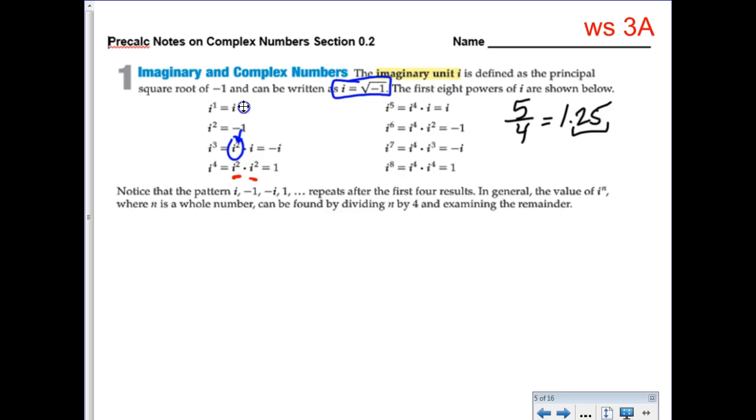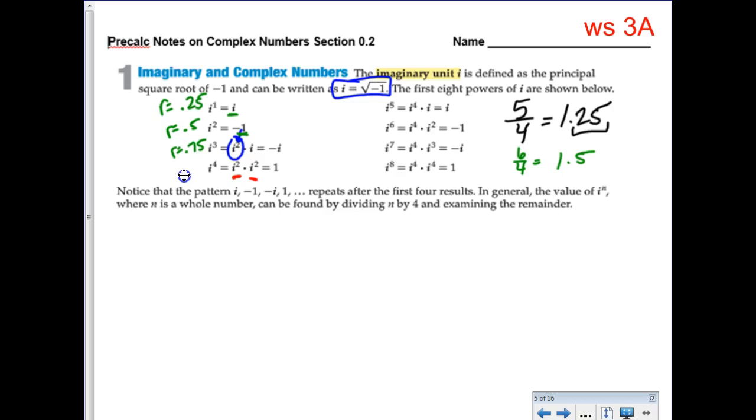So if you have a remainder of 1, and what does a remainder of 1 look like? It looks like a 0.25 decimal. That means you're on the first level of that power cycle. So when I look at i to the sixth power, what's 6 divided by 4? 1.5. So that would be the second level of your power cycle. So if you get a remainder of 2, which looks like 0.5, you're at negative 1. And then the next one would be 0.75.